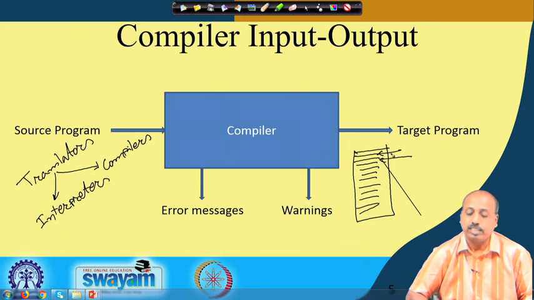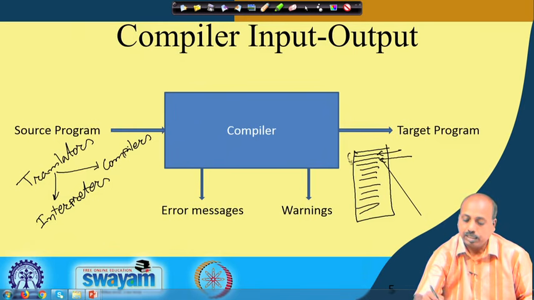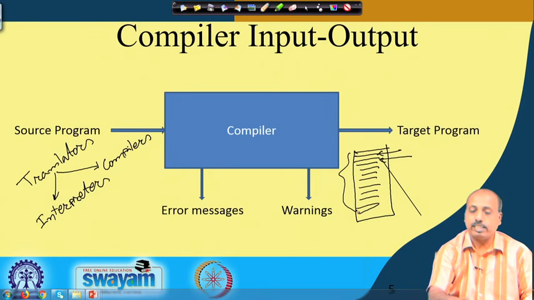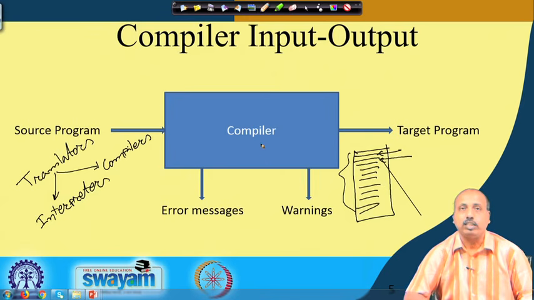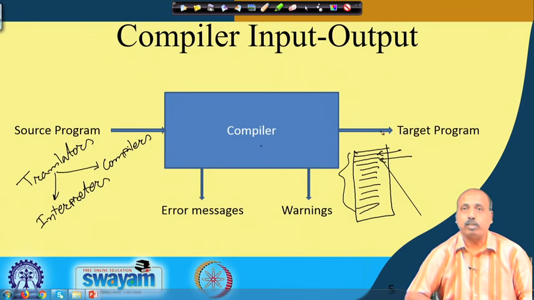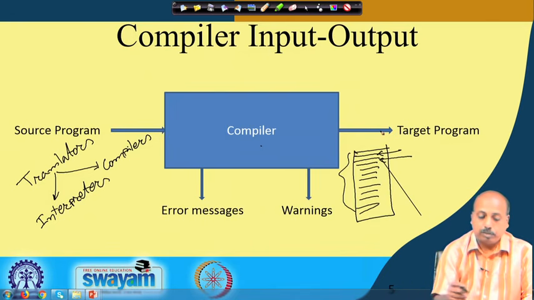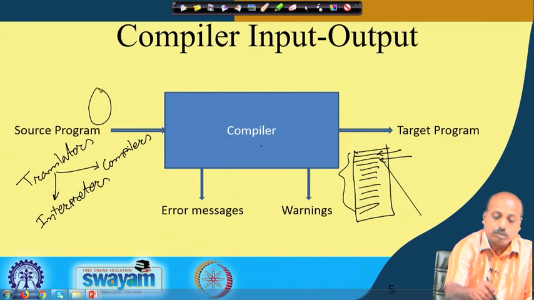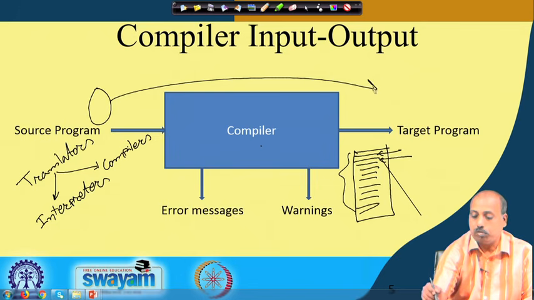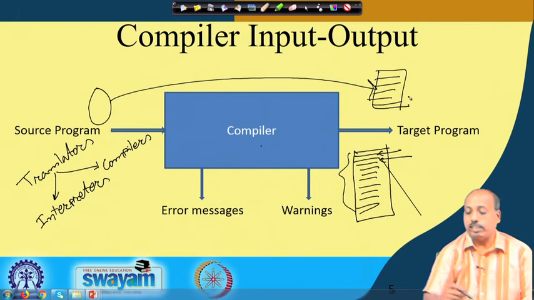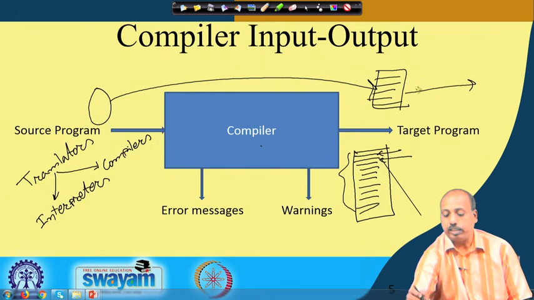Whereas a compiler takes the entire program together, and as this diagram is showing, it generates the corresponding target program. So, if this is the source language program, it is translated into a machine language program by the compiler, and this entire program can now go into execution.